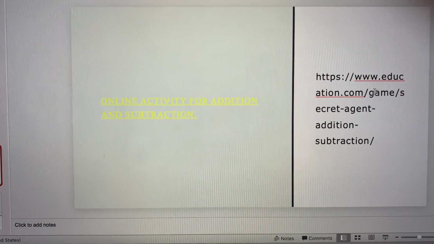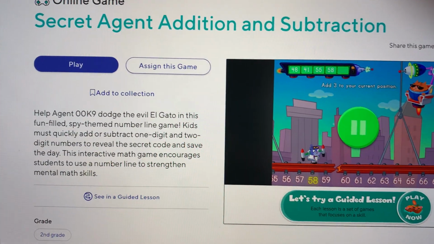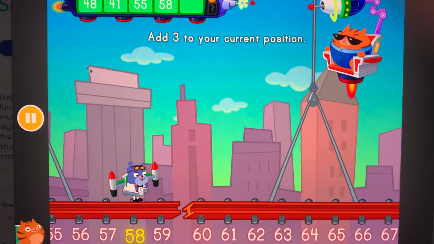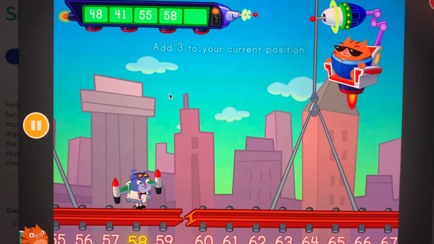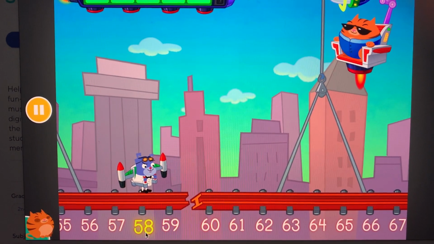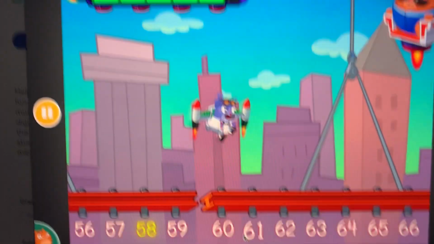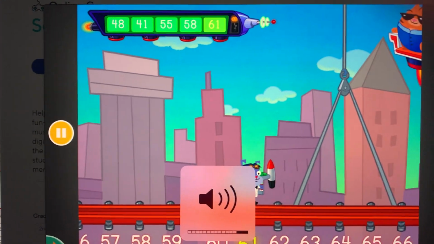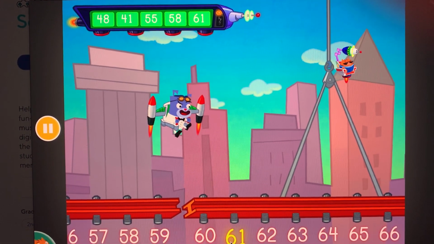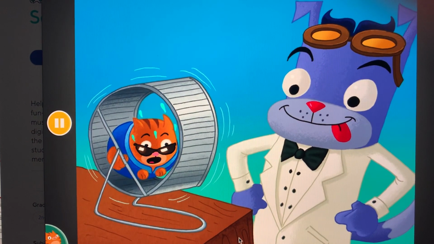We also have this interactive game for the students. It's called Secret Agent Addition and Subtraction. I'll do an example. It's supposed to say add 3. So you have 58 here. 1, 2, 3. Mission accomplished. You shrunk the evil cat and saved the city.